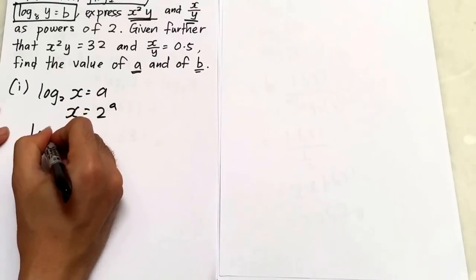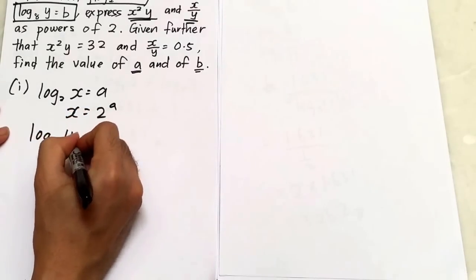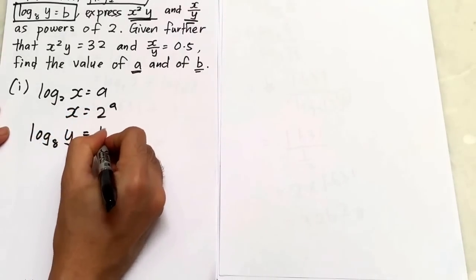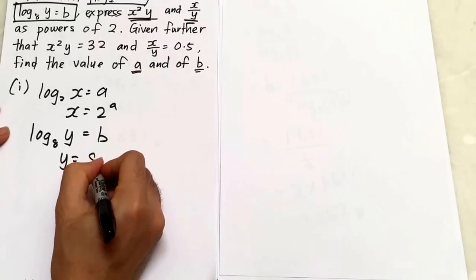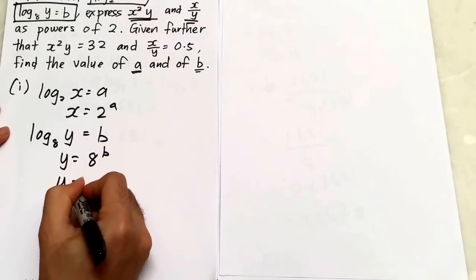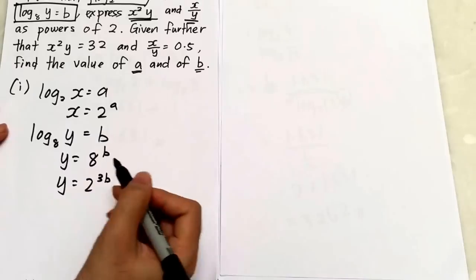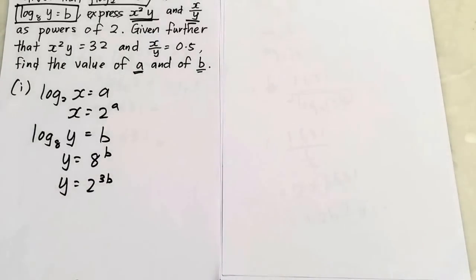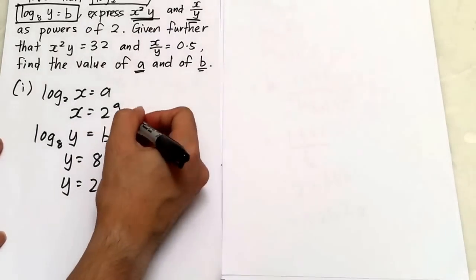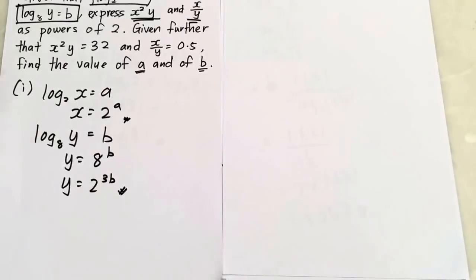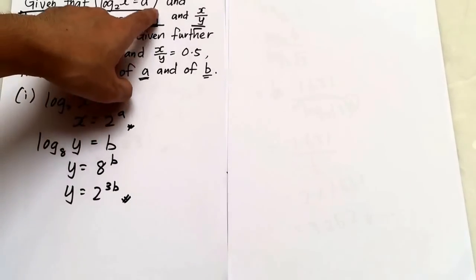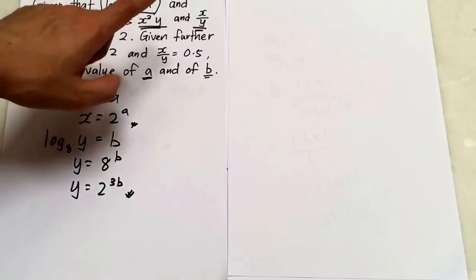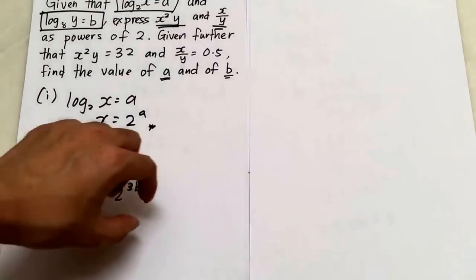Alright. Then log 8 y equals b, so y will equal 8 power of b. And I know a actually is 2 power of 3b. Alright, until here this is a simple log, but this is not yet the answer, because he asks you to express x squared y as a power of 2. That means your answer must be 2 power of something.